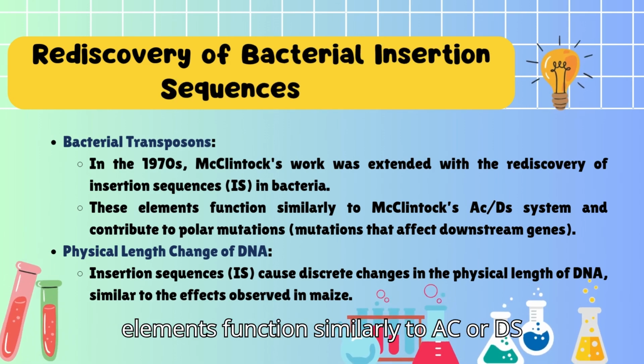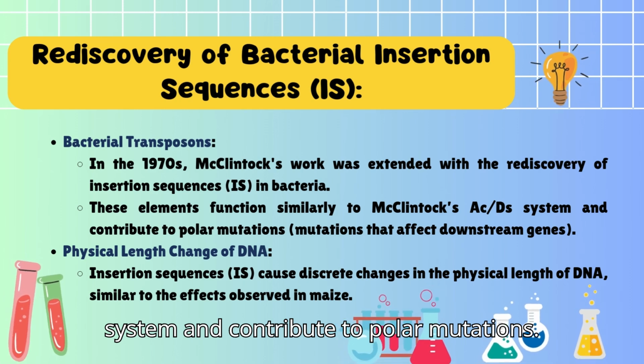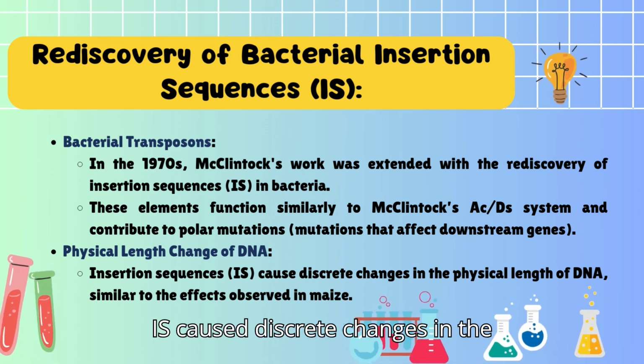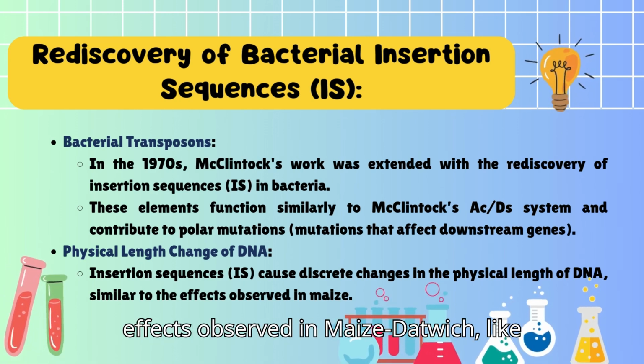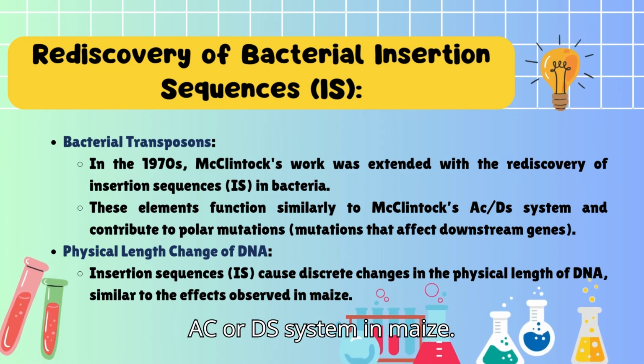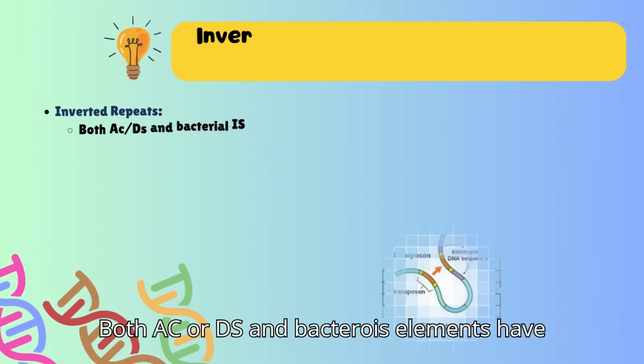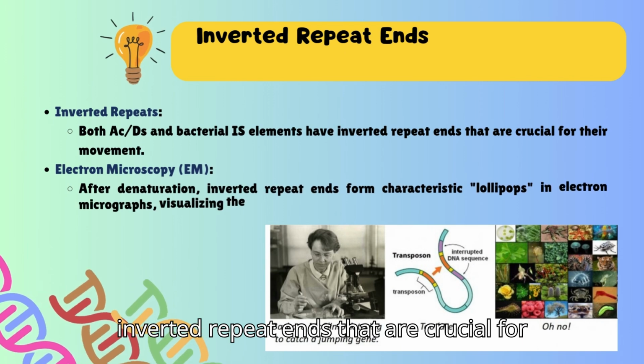These elements function similarly to the Ac/Ds system and contribute to polar mutations. IS cause discrete changes in the physical length of DNA, similar to the effects observed in maize. Like the Ac/Ds system in maize, both Ac/Ds and bacterial IS elements have inverted repeat ends that are crucial for their movement.